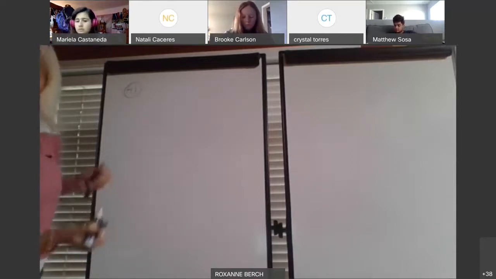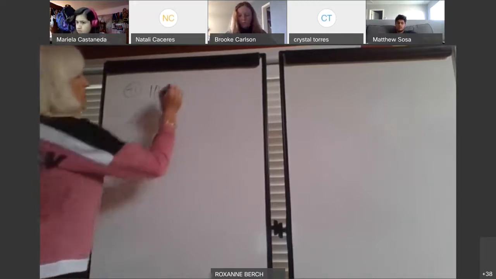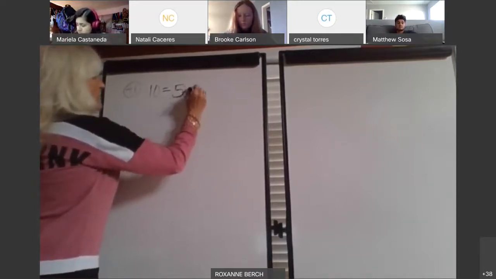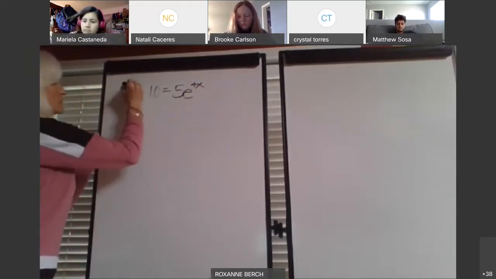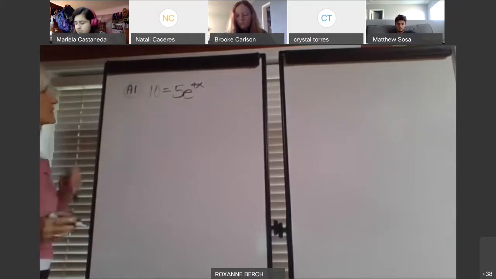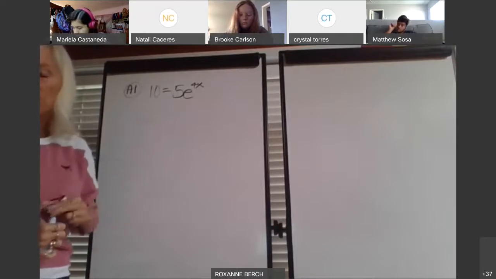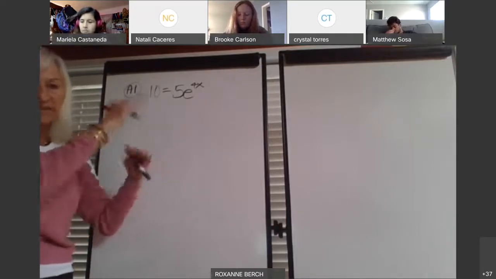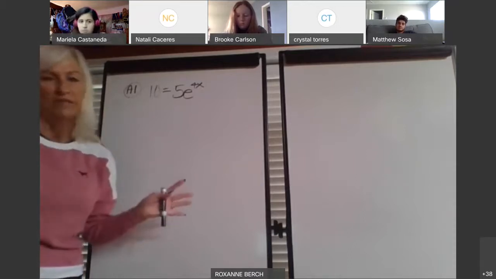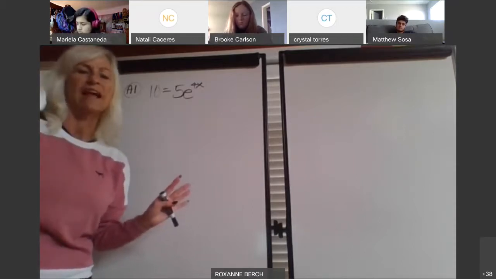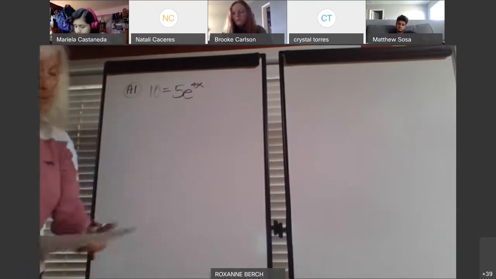All right, so the first problem is 10 equals 5e to the 4x. Okay, this is an exponential. The reason why it's an exponential equation is because the variable x is in the power. So just because you have an exponent doesn't mean it's an exponential equation. It has to have x in the power for it to be an exponential equation.